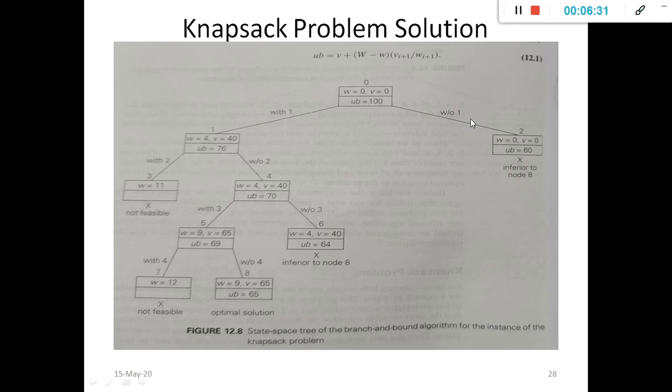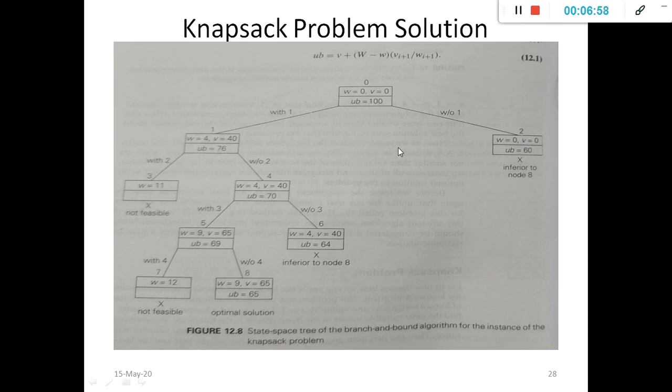Similarly, you will get the new upper bound at node 2 without placing item 1 into the knapsack. You are not placing item 1 into the knapsack, it means the W value is 0 and the V value is also 0, and you will get the new upper bound value equal to 60, as V is 0 plus 10 minus 0 is 10, into the value to weight ratio of the second item, which is 6. That's why 10 into 6 it is 60. You will get the new upper bound equal to 60 at node 2.